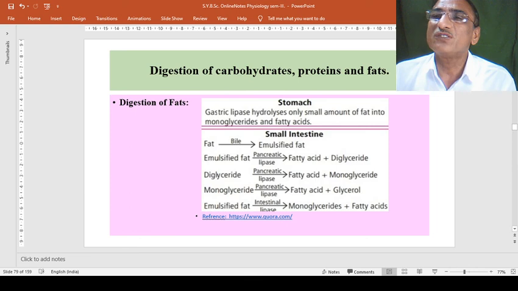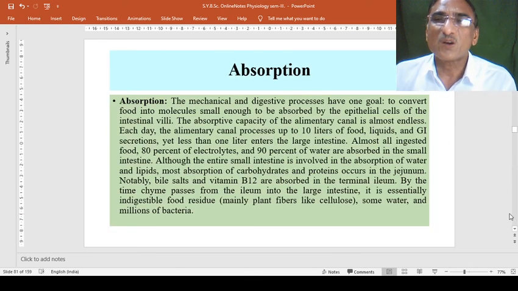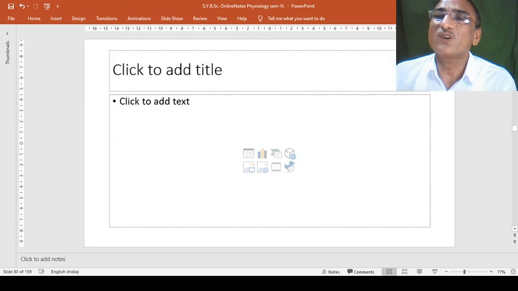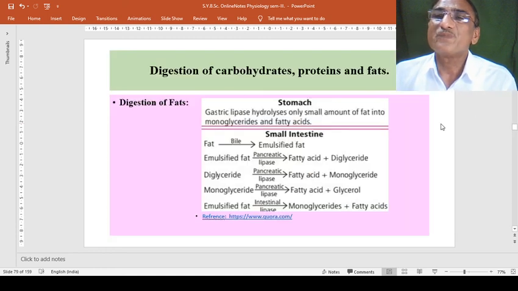So next time we will see lecture number 10. The further topic is absorption, how the food material is absorbed in the intestine.